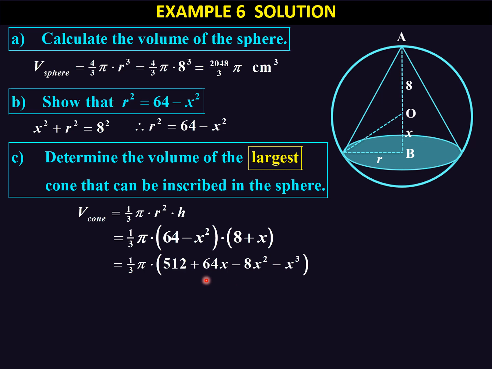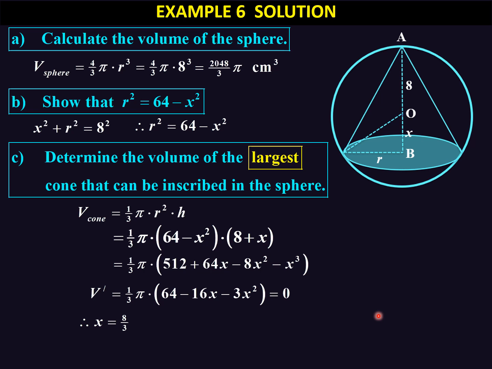Now we're ready to differentiate. Differentiate 5120, differentiate that 64, negative 16, and that's correct, negative 3x squared. Equated to 0, what type of equation is this? Quadratic. We're not going to do all the different methods, factorization, using the formula, or you can just get it from your calculator. So x is equal to 8 over 3, and it must be a positive value here.